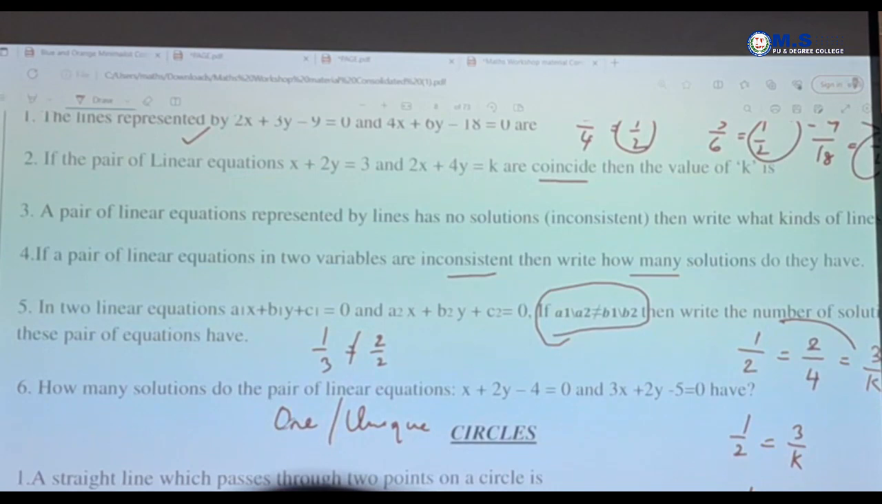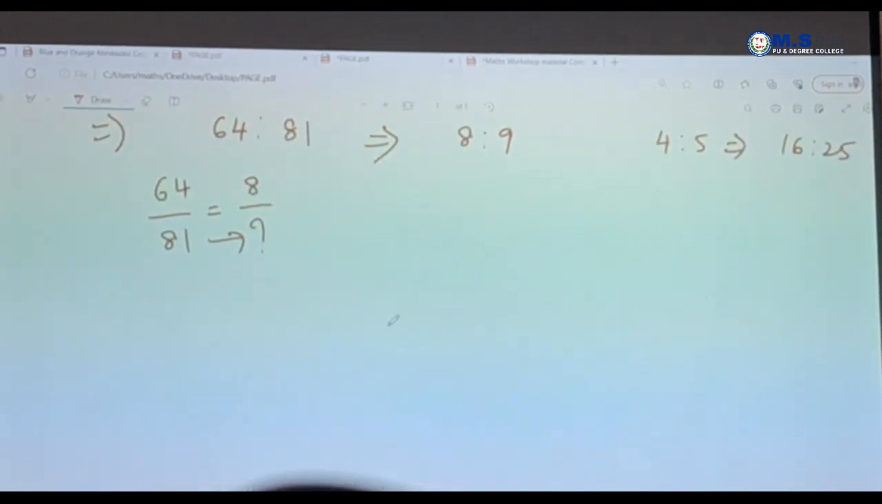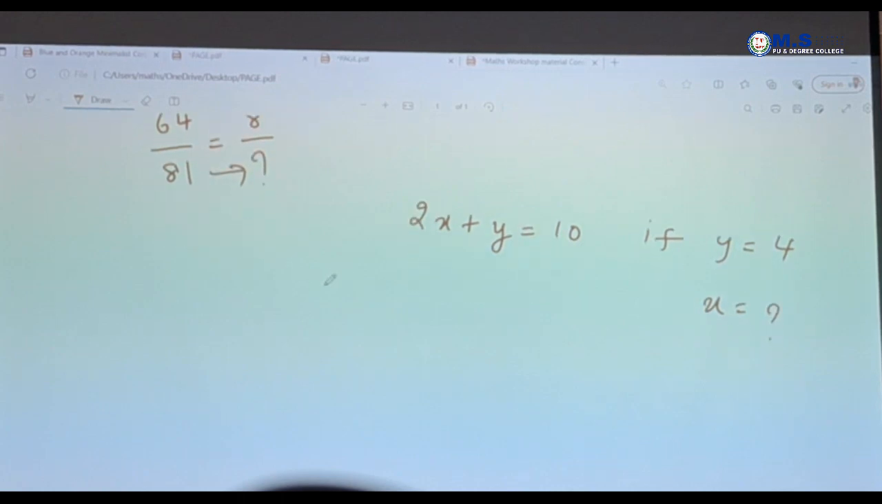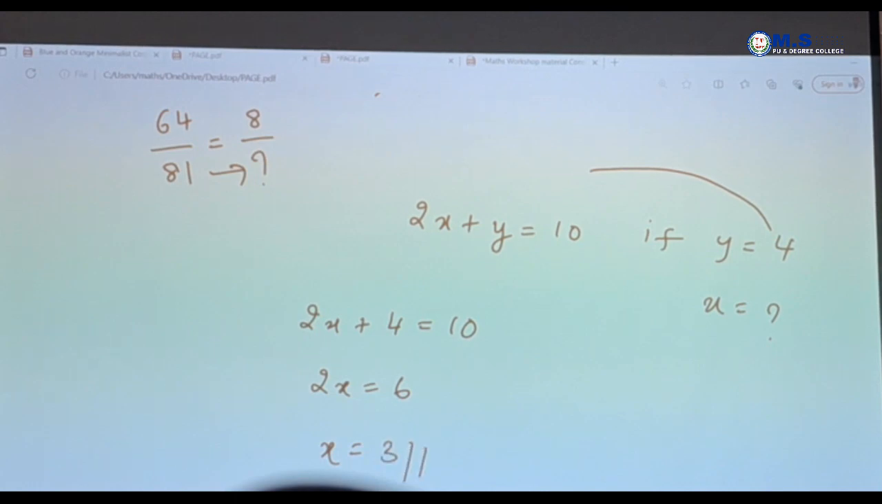Here, in this chapter, one of the examinations asked: 2x plus y equals 10. If y equals 4, what is the value of x? Substitute the value. 2x plus y equals 10, so 2x plus 4 equals 10. 2x equals 10 minus 4 is 6. x equals 6 by 2 is 3. See, that's why I'm telling you to analyze the different question papers. You get to know what kind of questions can be asked. This is not in the textbook, but it has been asked in the examination.